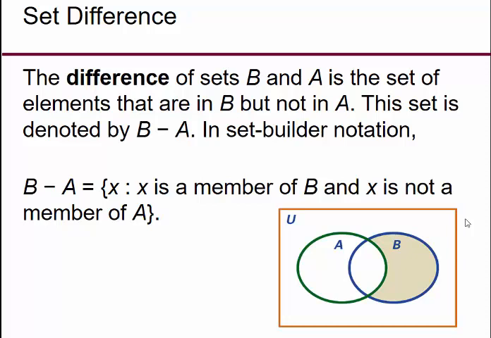Difference, or set difference. The difference of sets A and B is a set of elements that are in B but not in A. This set is denoted by B minus A, or the difference of A and B. In set builder notation, the difference of sets B and A is x such that x is a member of B and x is not a member of A. You can see in the diagram that the difference of two sets is simply what's in B but not in A. Now, if an element belongs to A and B, we have to exclude those.